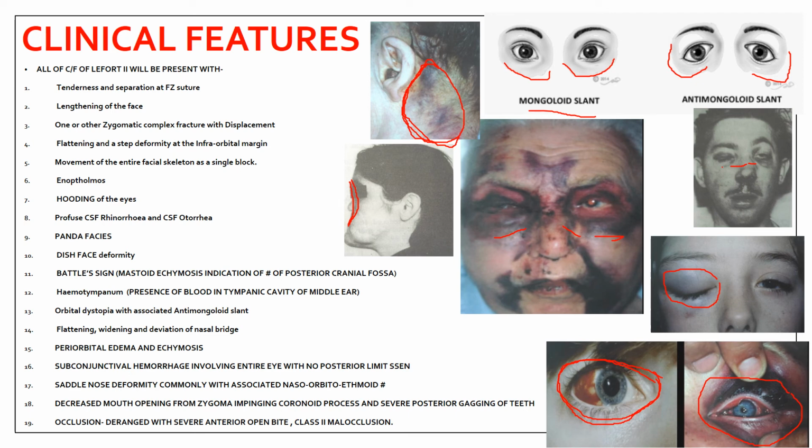Then there is decreased mouth opening because the zygoma is impinging on the coronoid process, and because of that there is decreased mouth opening and there is severe posterior gagging of the teeth. There is early occlusion, so there is early touching of the molars. Next, the occlusion is deranged, and there is severe anterior open bite, you will see, and there can be class 3.